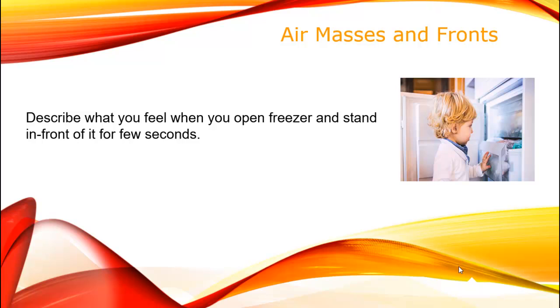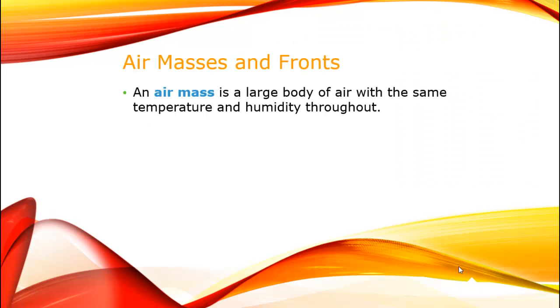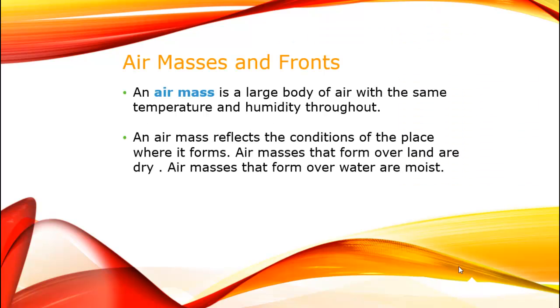So, what do we mean by air masses and fronts? An air mass is a large body of air with the same temperature and humidity throughout. What does this mean? This means that it reflects the condition of the place where it forms. The air masses that form over land are dry, and air masses that form over water are moist. So, an air mass is a body of air that has the same temperature and humidity as the place where it forms.